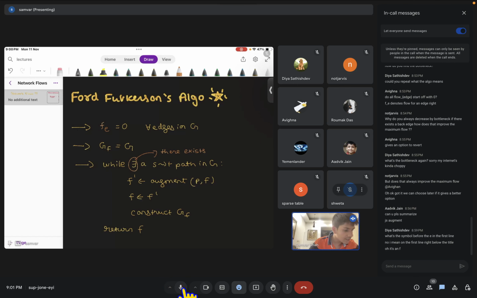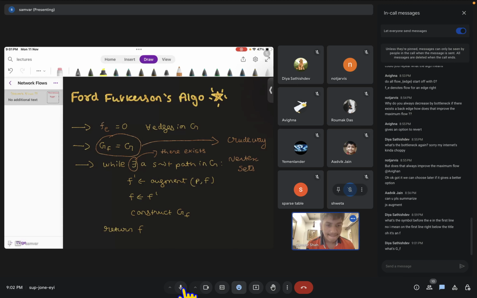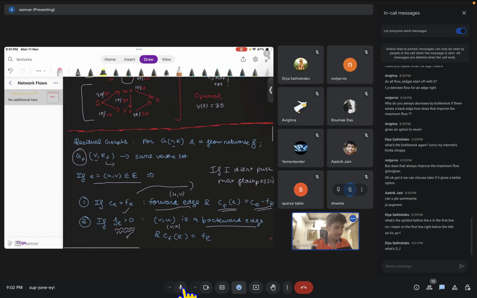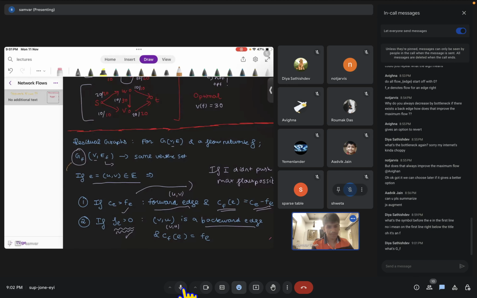Also, one thing I'd like to say is this is a one-time statement. Every single time you don't set G after G, because that would just be pointless. Also, this is a crude way of writing it, but we're just equating the vertex sets. It's abusive notation, but yes, I am abusing notation. G_f is the residual graph. This thing. G_f is the residual graph.